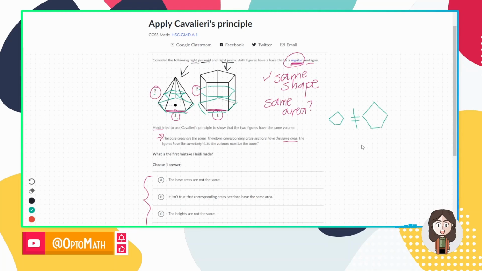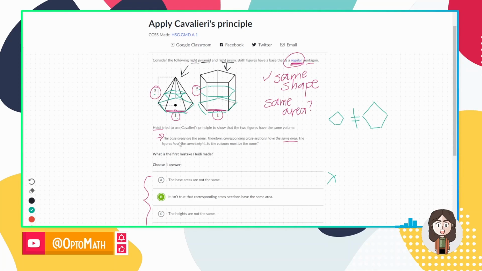Definitely not equal areas, right? Even though the bases are. It has to be each cross-sectional base. So the base areas are the same. That's not A. It isn't true that corresponding cross sections have the same base area or same area. Yes, that's what we're looking for.